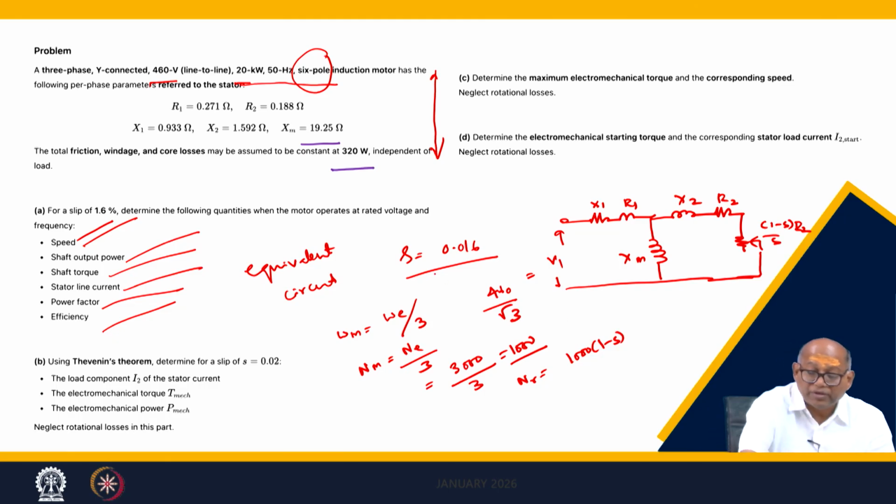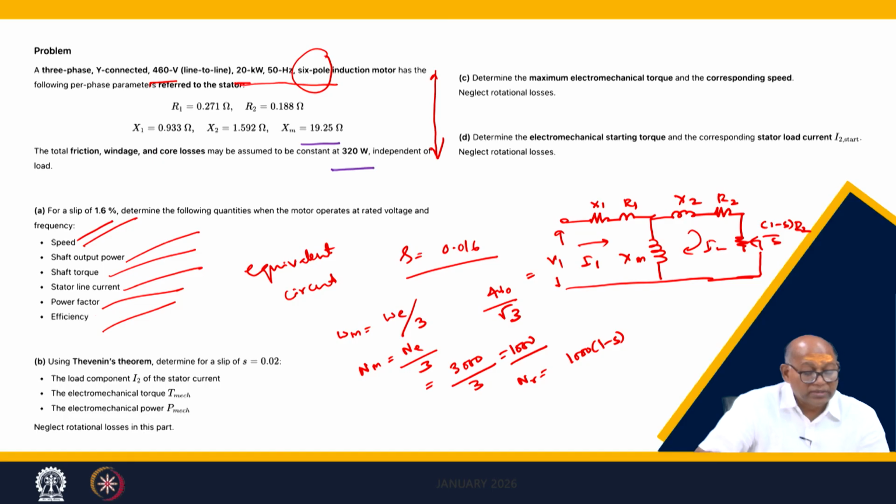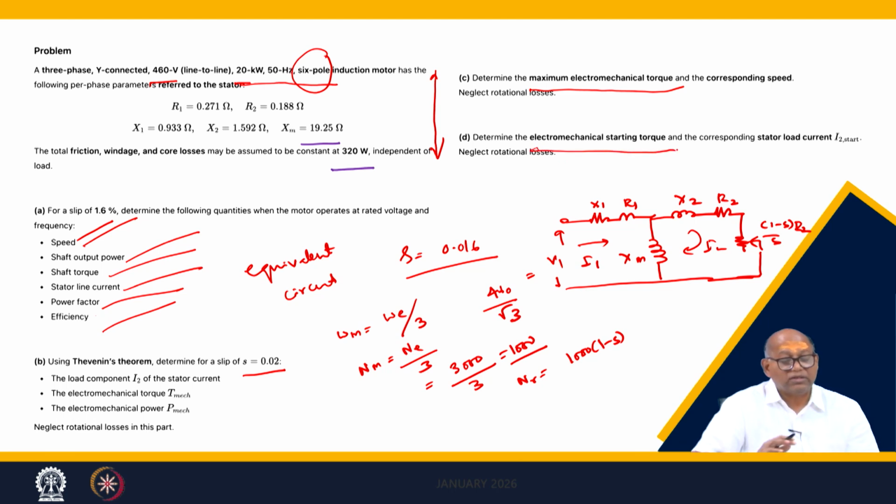Then the shaft output power, you can calculate the current I2, etc. Shaft torque, stator line current, power factor, everything. Power factor is the cosine of the phase angle between V1 and I1. Then you can also do the same thing for a different slip, 0.02, but using Thevenin's theorem. Then you find out the maximum torque expression. Then you will find out the starting torque. So these are the things which you have to do.